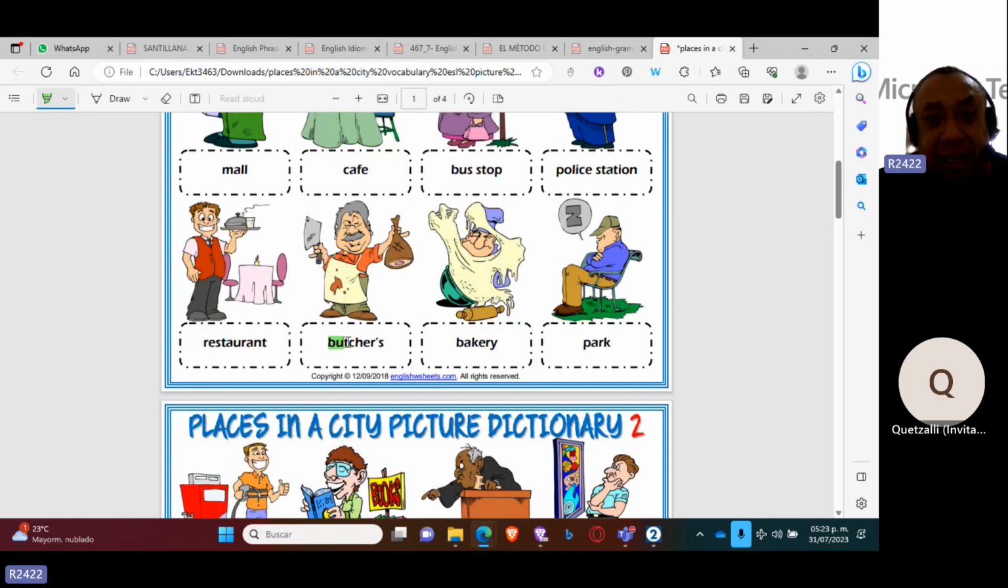Voy a hacer este, mira. ¿Qué será? Que sale butchers. Carnicero, carnicería. Very good. Es que sale, mira, bakery. ¿Panadero? Panadería, ¿no? Panadería, mira. Ahí lo voy a poner. Ese que sale. Cakery. ¿Sí lo puedes ver? Cakery. Yes. Pastelería, exactamente.